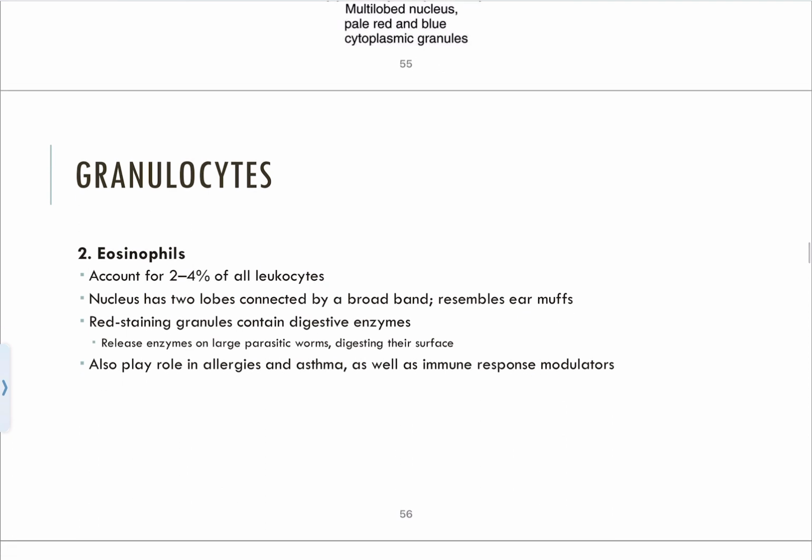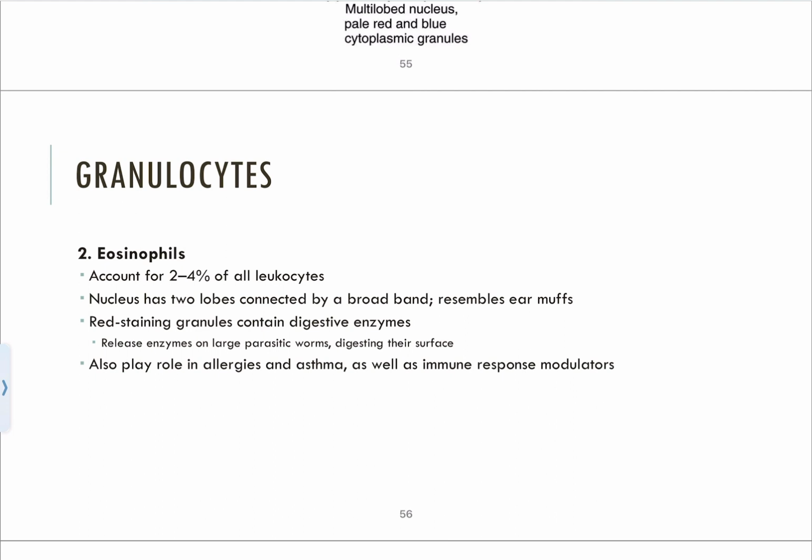Our next granulocyte is eosinophils. And remember, they only account for about 2 to 4% of all the leukocytes that we have, but they're still about the same size as the neutrophil itself. Their nucleus is also lobed, but it specifically has 2 lobes, and these 2 lobes are usually connected by a little band. So it kind of looks like earmuffs when you're looking at it under the microscope.